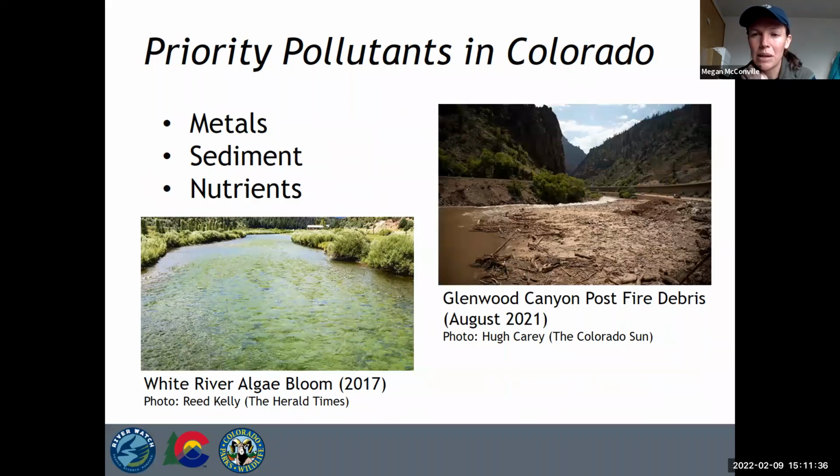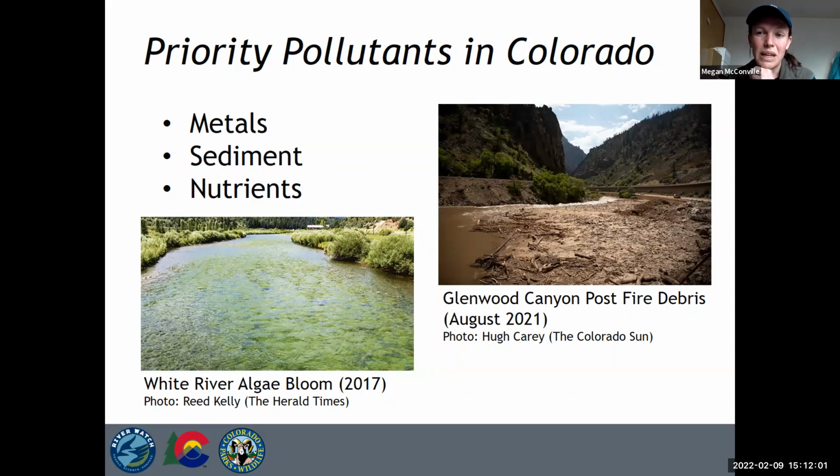Sediment can be a really detrimental pollutant to streams because it suffocates macroinvertebrates, or bugs at the bottom of a stream, making it really difficult for fish and other aquatic life to find that food. It actually fills those little spaces between rocks where macroinvertebrates make their living and exist.